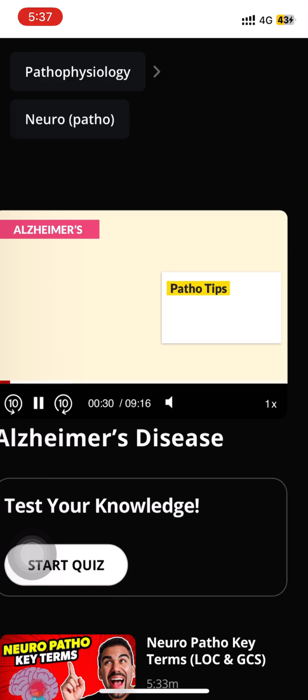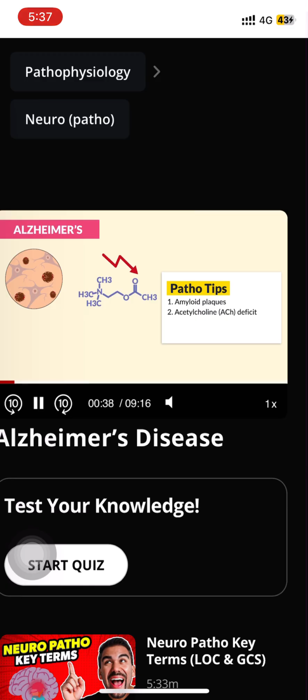Now for some patho test tips here. We also see 3 unique characteristics. Number 1, amyloid plaques. Number 2, acetylcholine deficit. And number 3, neurofibrillary tangles. This is abnormal accumulation of a protein that collects inside the neurons. So I'd be sure to pause the screen and write these 3 down, as they love to show up on patho exams.